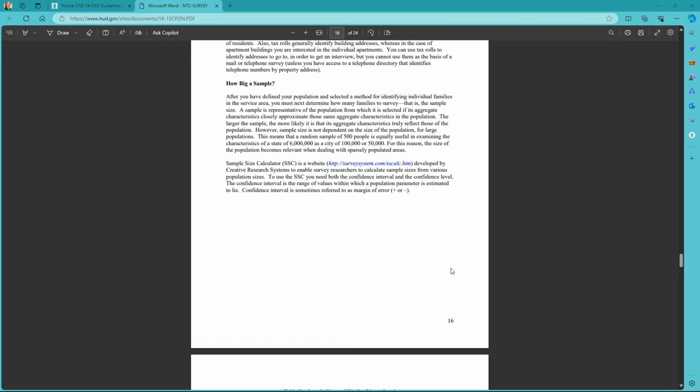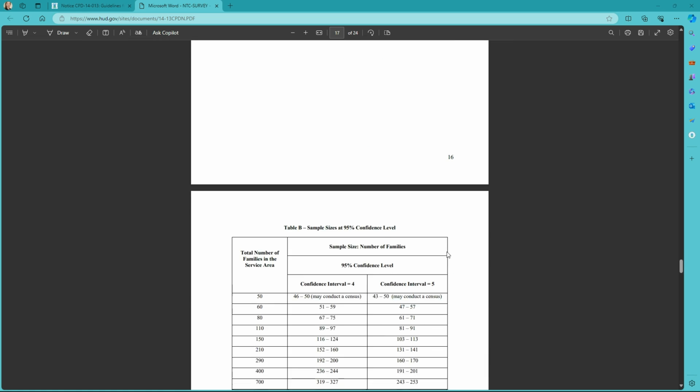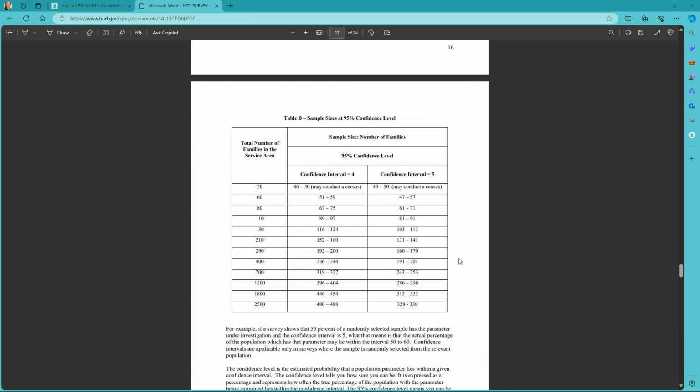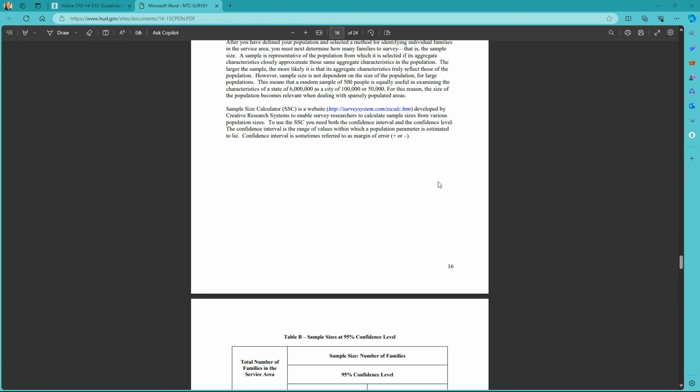One thing that's really important is figuring out how big of a sample size you need. You need to figure that out before you start doing the survey itself. If you're only serving 20, 30, 40 households, it's most likely that you're going to need to conduct an entire census, meaning you're going to need to survey the entire population. However, if you're looking at something larger, 200, 250, you can have some different sample sizes. HUD provides a website here that can be used to help you determine the necessary sample size.